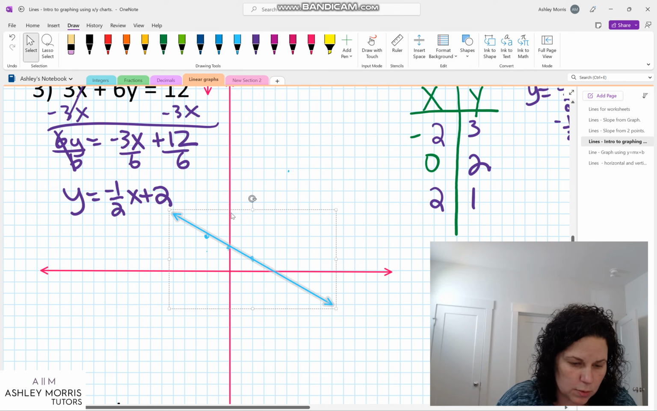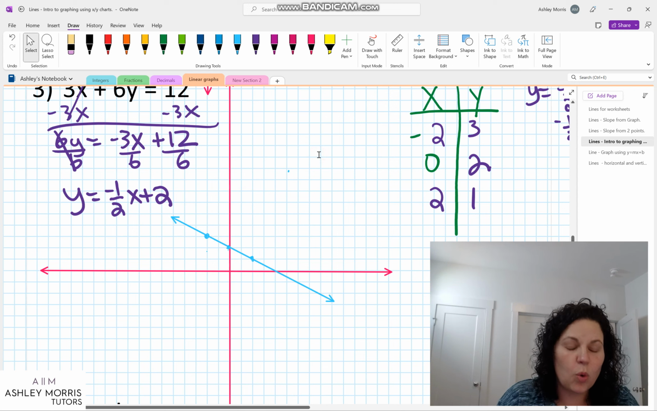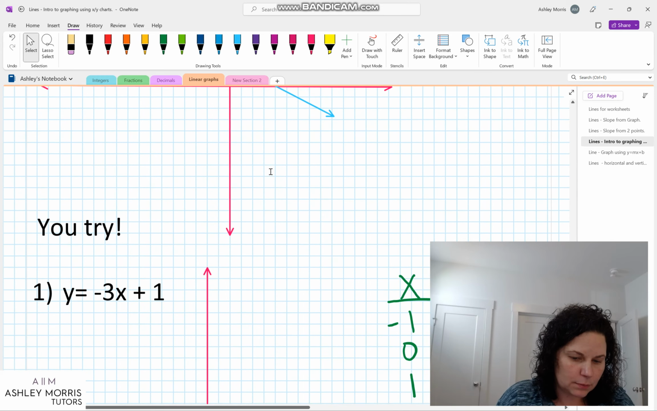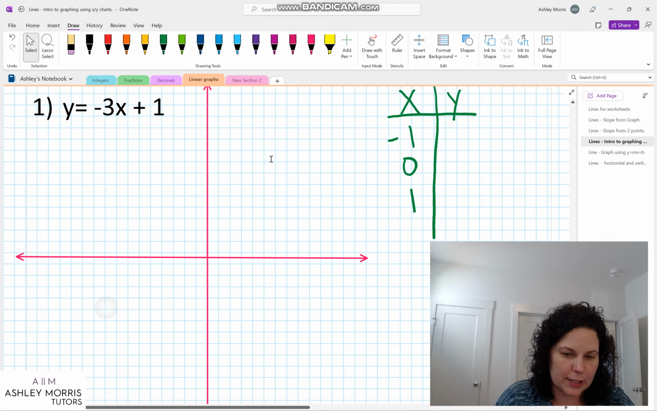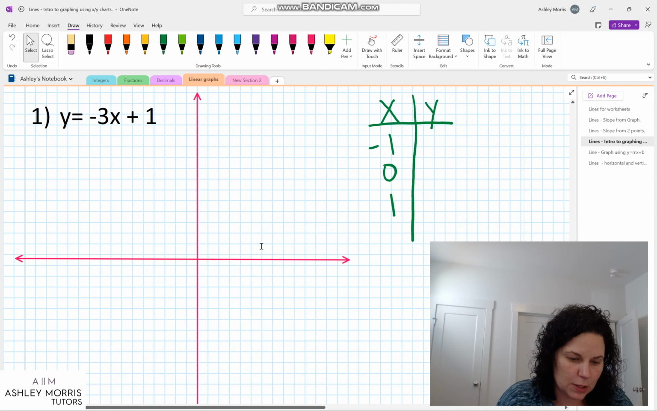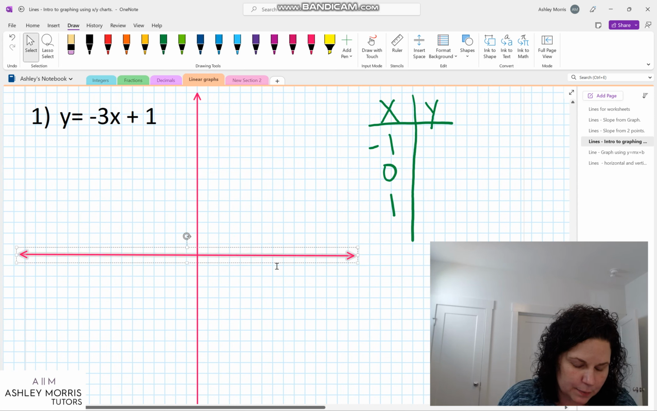If you do not have graph paper, you can try drawing your own, or go online and just search for free printable graph paper and you'll find some. So there's that. Now I want you to try. I can only put one on here at a time because of the zooming issues. So you pause and try it and then we'll check it.